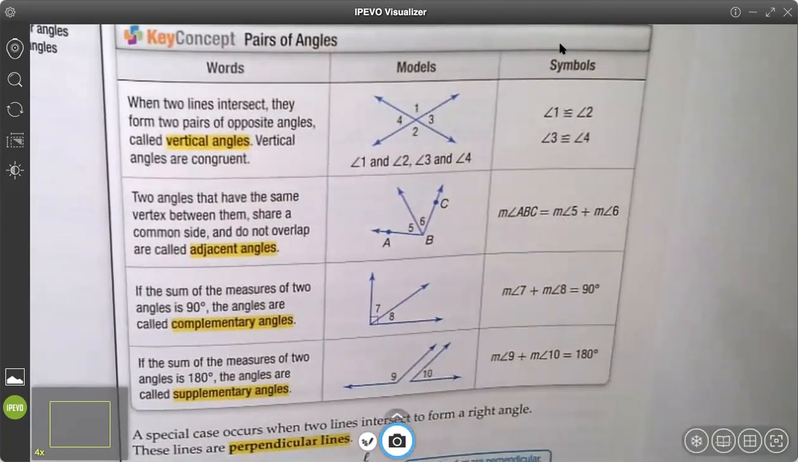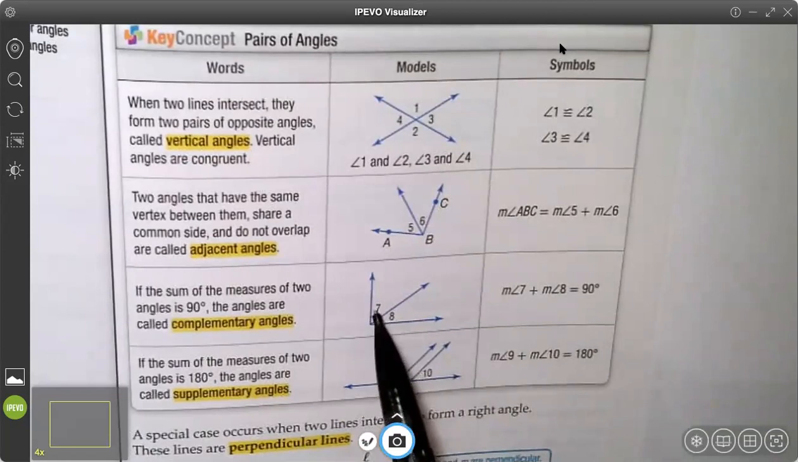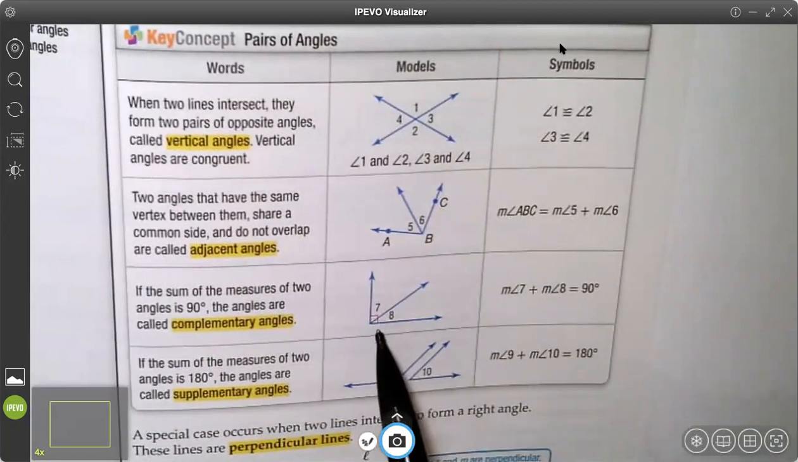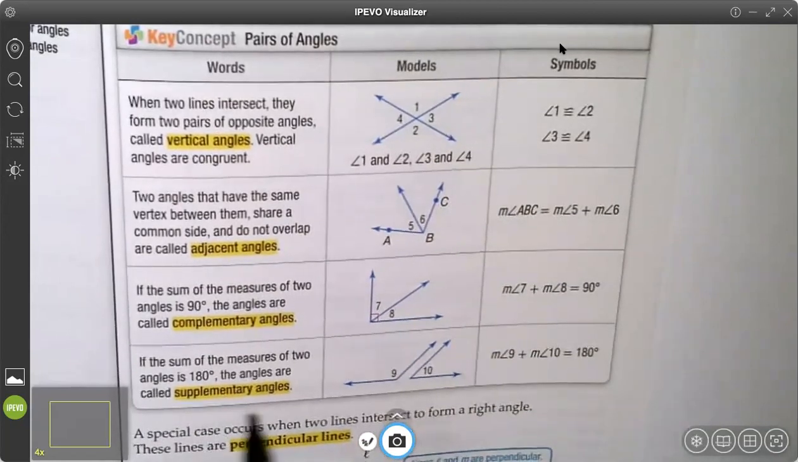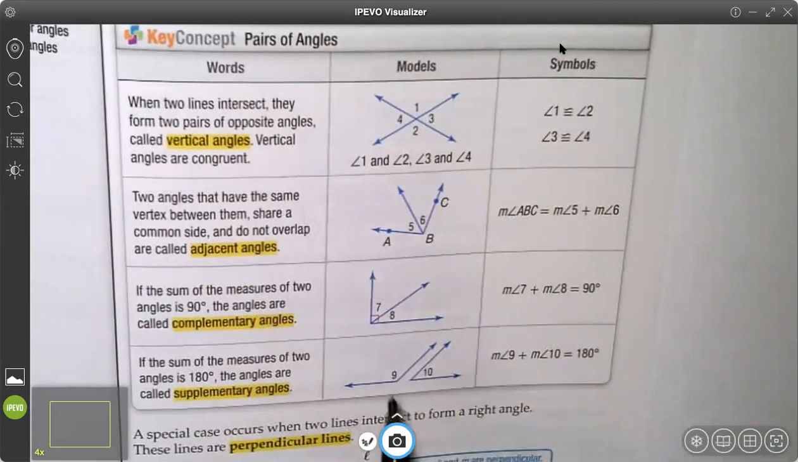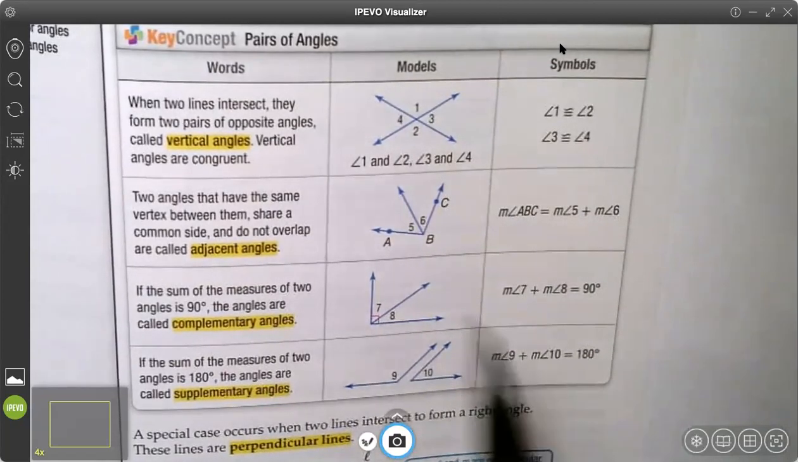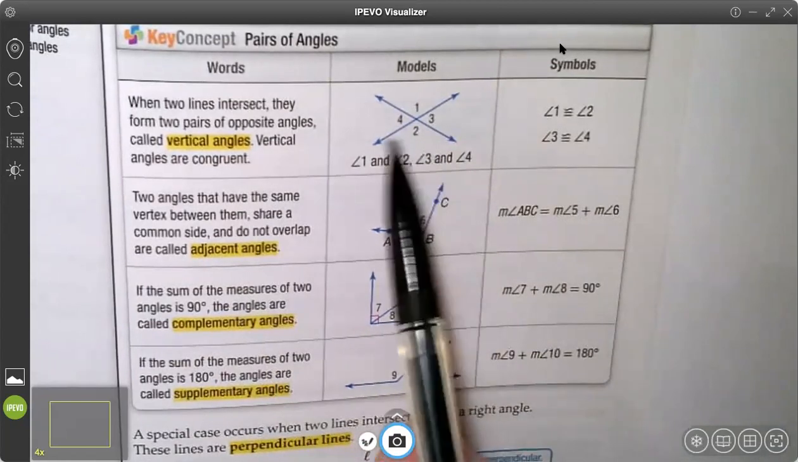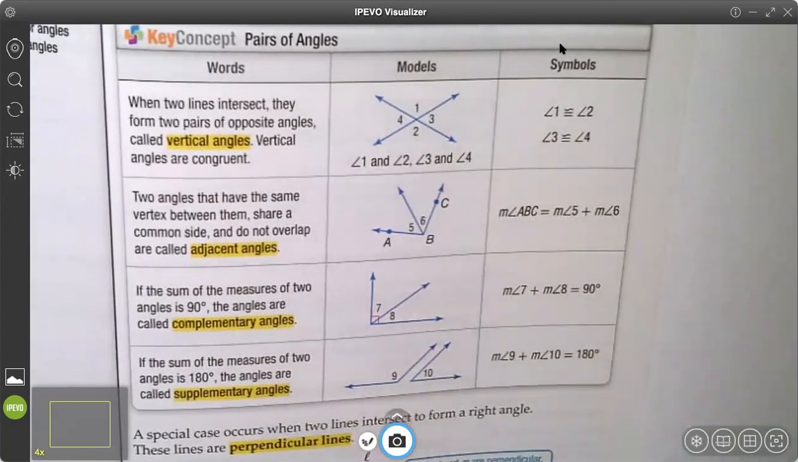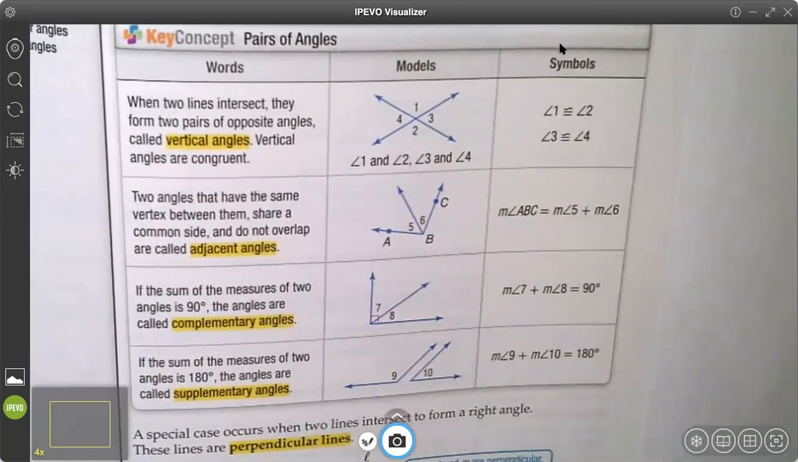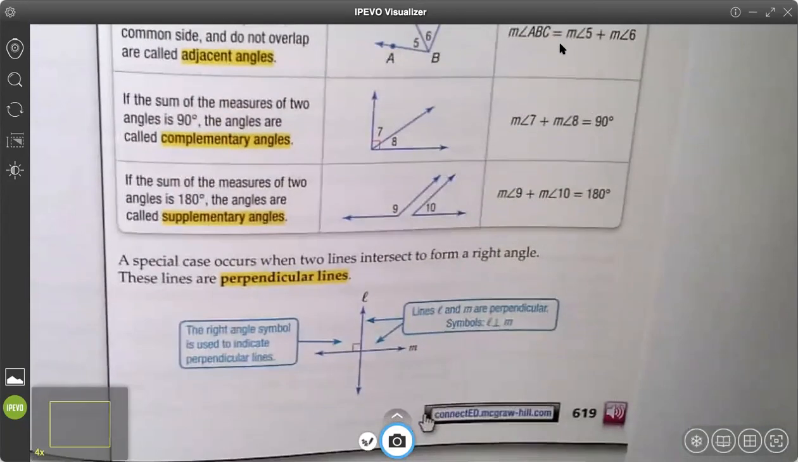You need to know complementary angles means their sum is 90 degrees. Whatever 7 is plus whatever 8 is adds together to give me 90 degrees. And supplementary angles are angles whose sum is 180 degrees. If you add them together, you get 180 degrees. Vertical angles, straight across from each other. Vertical angles are congruent. They're the same. Complementary means you add them together and get 90 degrees. Supplementary, you add them together and get 180 degrees.